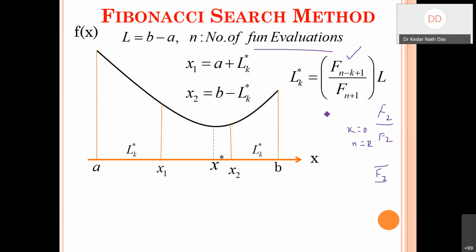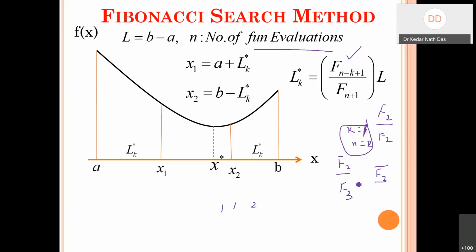If I will go for K is equal to 1 instead of 0, then I will have here 1, 1 cancelled out. So this will be F2 divided by F3 for N is equal to 2 and K is equal to 1. So that means we can take the fraction of two consecutive Fibonacci numbers. F2 is 1 and F3 is going to be 2 there, because F0 is 1. So that is something like half of L. We are going to get the value of LK star as half of L.